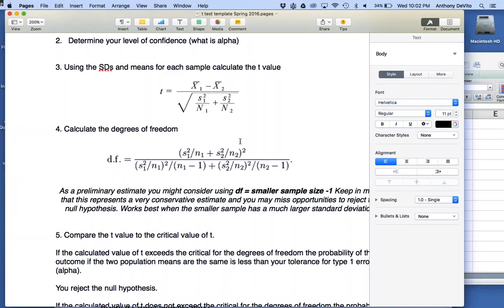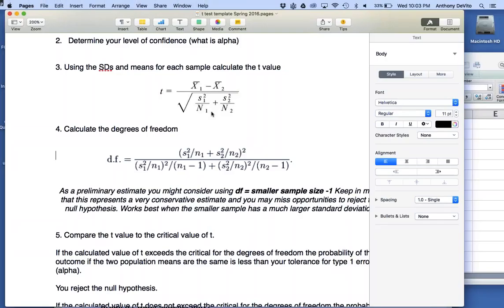If you don't want to do this, you could take a conservative approach, and instead of bothering with this, you could say to yourself, the degrees of freedom is equal to the smaller sample size, whichever one that is. In our example, they were both the same, 45. So you take 45 and subtract one and assume that the degrees of freedom is equal to 44.